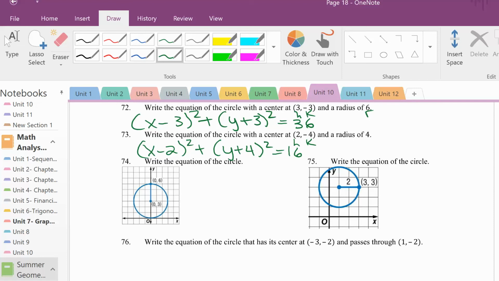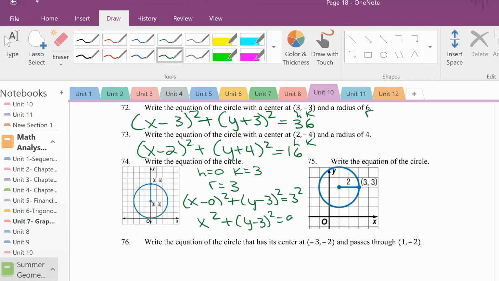All right, so here it says to write the equation of the circle. Well, the center is 0, 3. So your h is 0 and your k is 3. And the radius, well, if it goes from 0, 3 to 0, 6, that means it's 3. So it's x minus 0 squared, which would just be x squared, but we'll simplify it later, plus y minus 3 squared equals 3 squared. So x minus 0 squared is just x squared, plus y minus 3 squared equals 9.